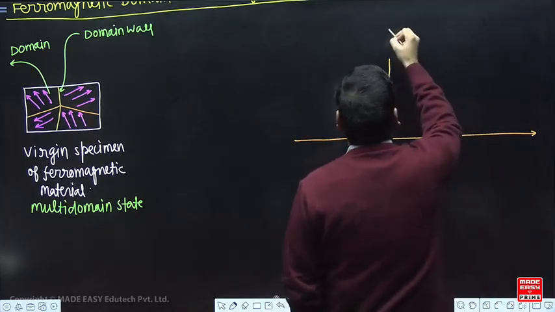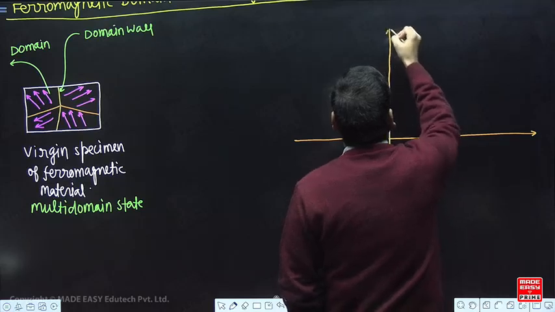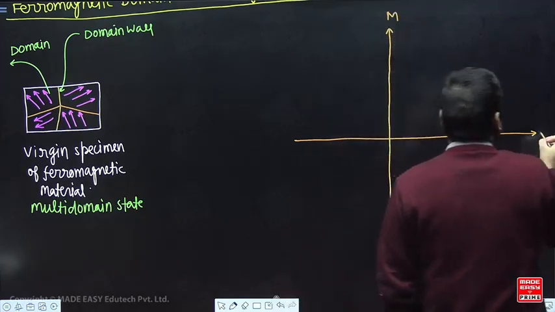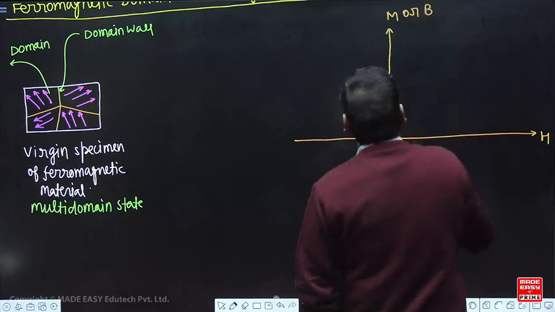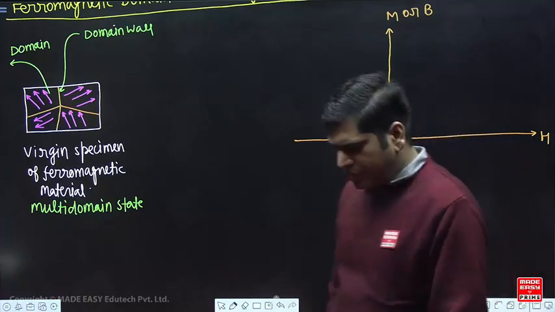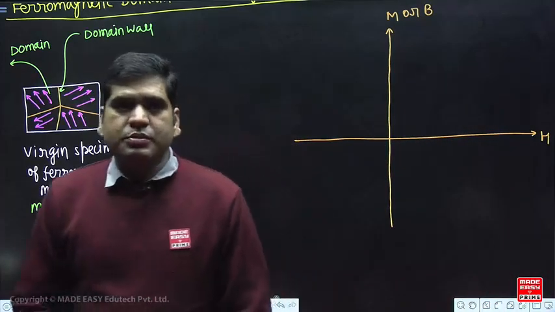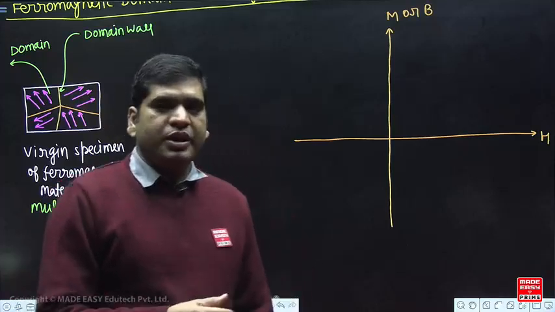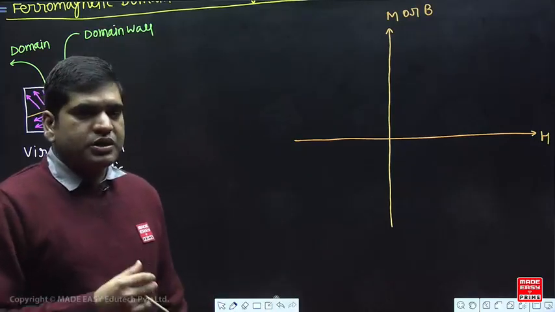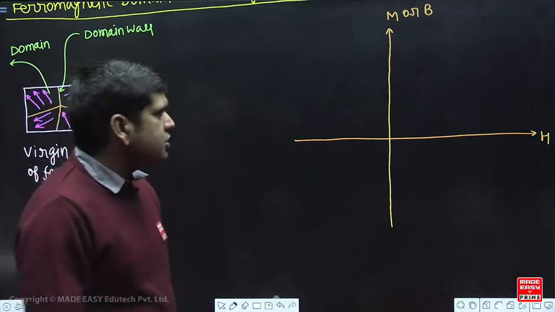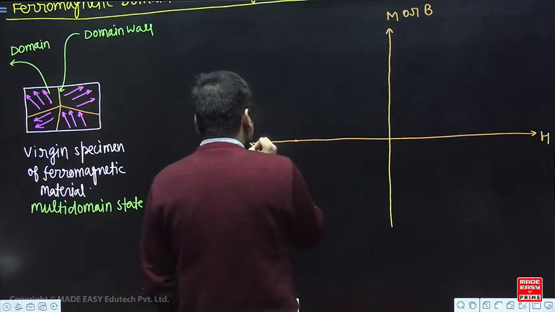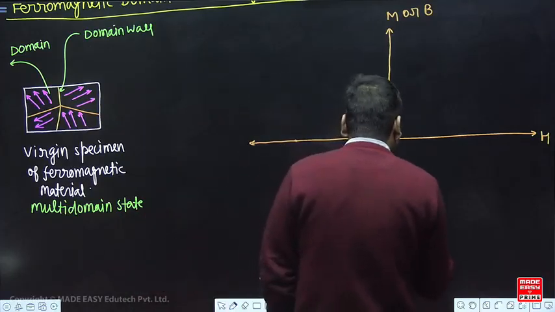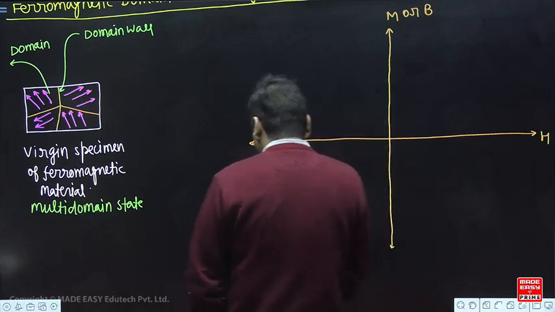We want to draw a curve between the magnetization versus magnetic field. M versus H or B versus H will be the same, because when you apply magnetic field, magnetization will take place and that will result in the magnetic flux density. So magnetic flux density versus applied field or magnetization versus applied field, the curve will remain the same for both cases. So this is the curve which we want to draw.